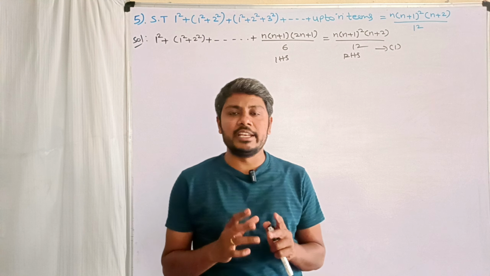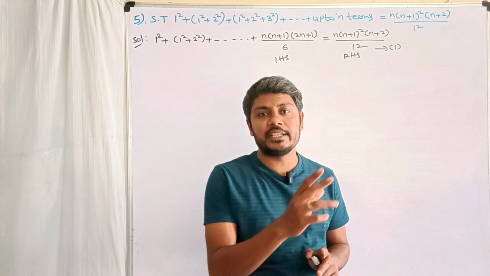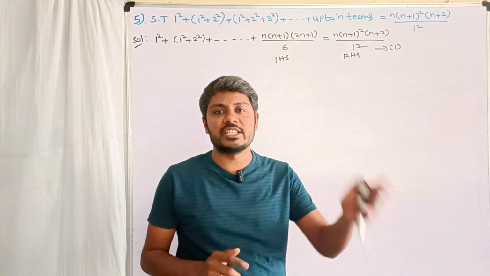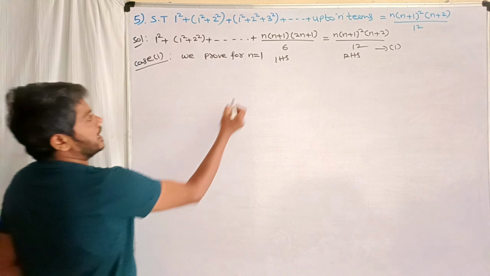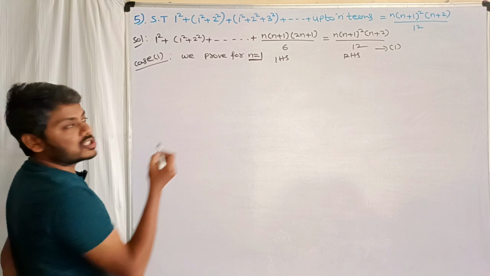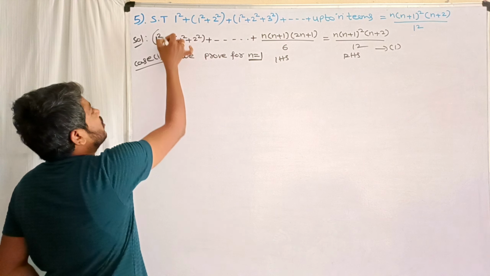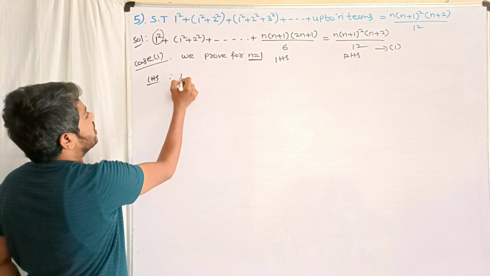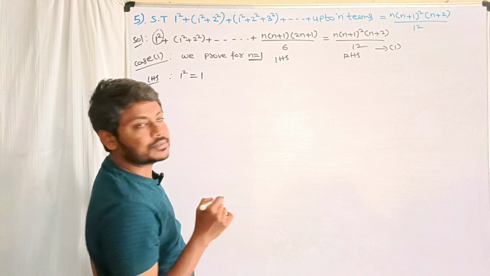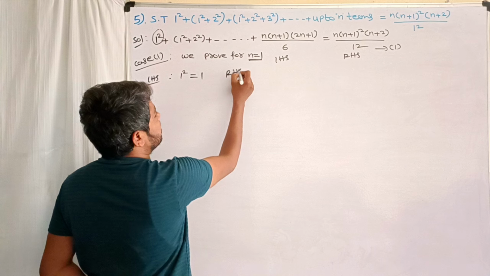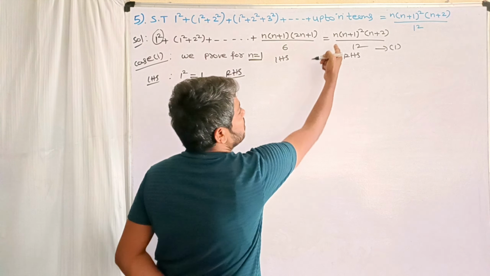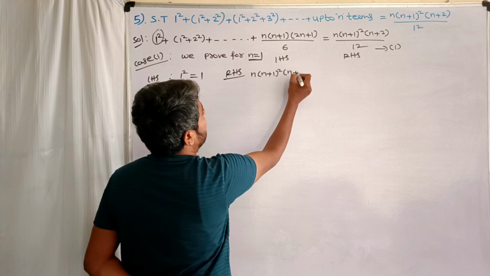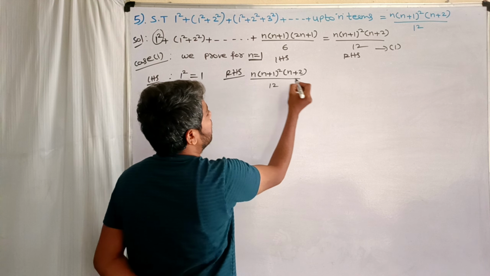So first, case 1. In case 1 you prove the given statement is true for n equals 1. You can consider LHS as well as RHS separately. Here n is equal to 1, which means consider only the first term. So LHS is 1 square, and we know that 1 square has value 1. Next consider RHS. So what is RHS? This one: n into (n plus 1) whole square into (n plus 2) divided by 12.